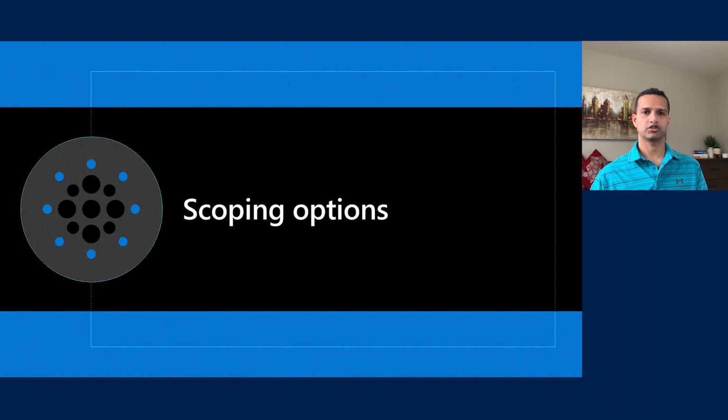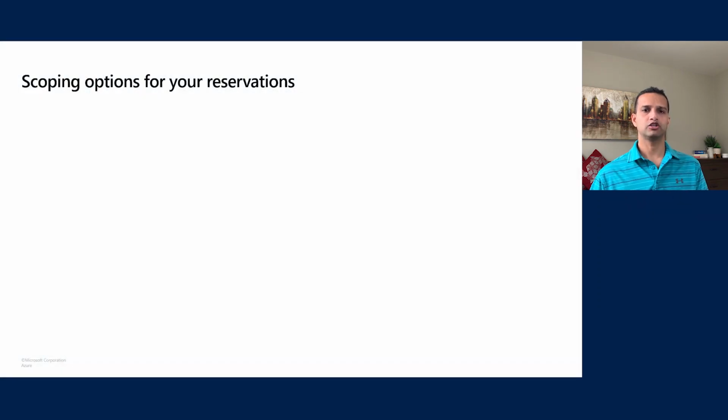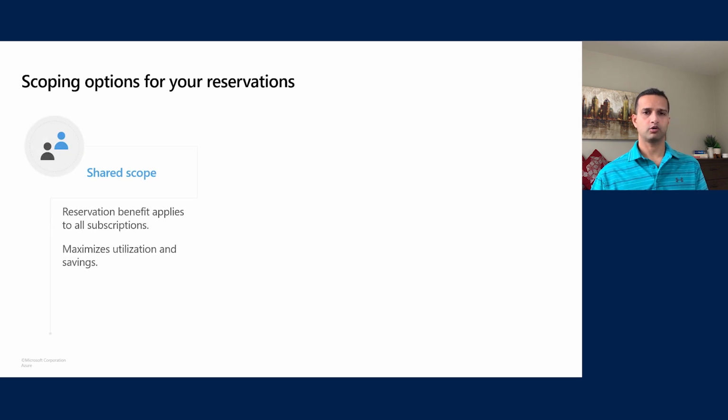Scoping options for reservations. There are 3 scoping options for reservations. The recommended option is shared scope, where your reservation will apply to all the subscriptions in your EA or your billing profile, or your account if you're in pay-as-you-go. This is the recommended one as it maximizes your utilization and savings.